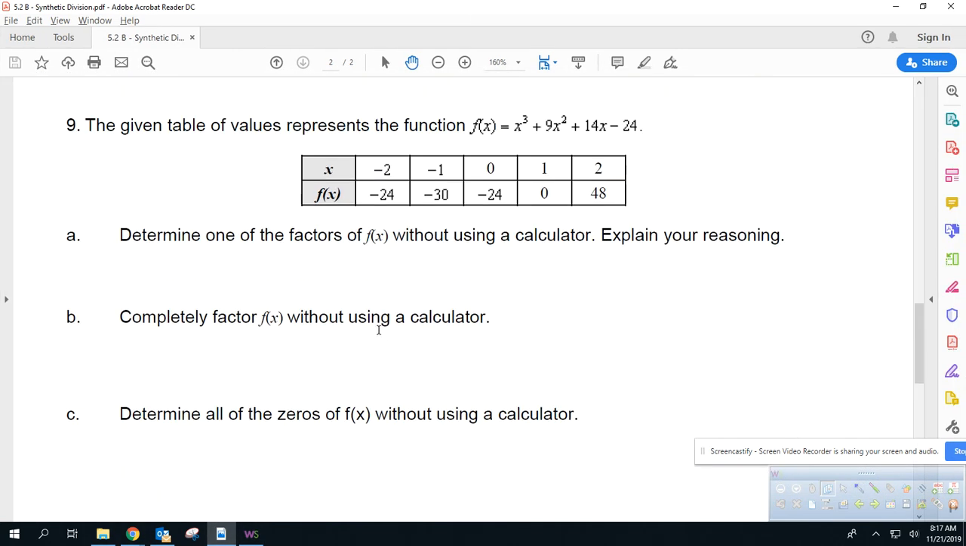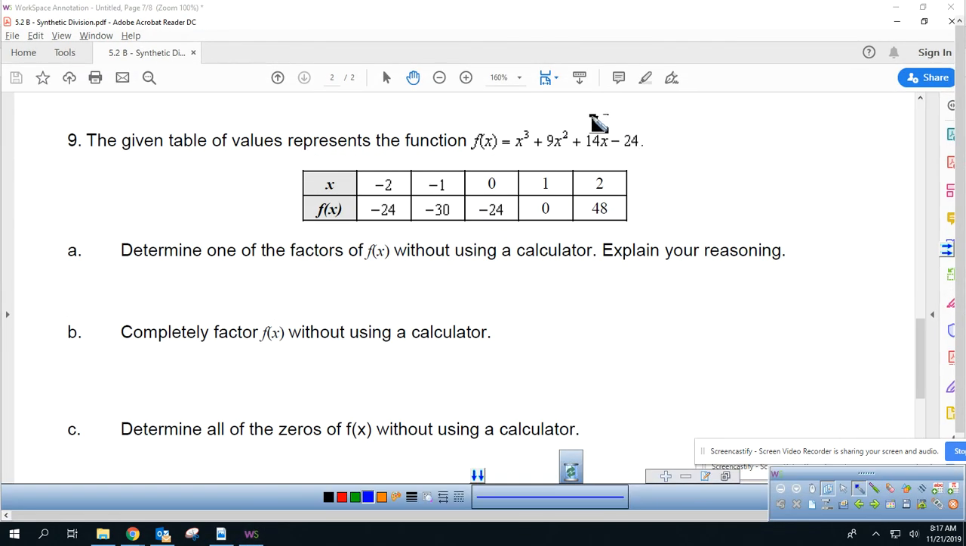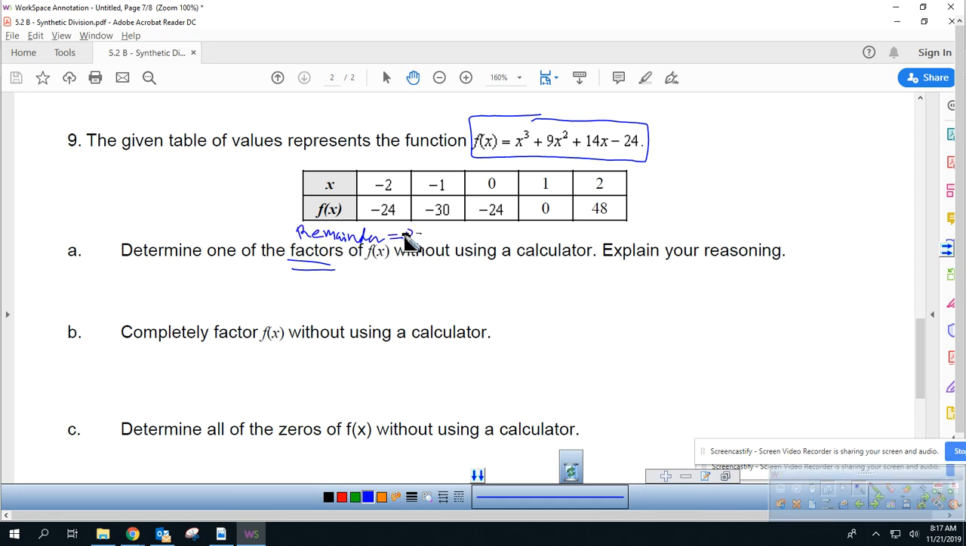Everything looks good. I want you to be able to finish this page. Let's talk about number 9 real quick. If you know that you have a function, and I ask you to find a factor, from yesterday we said that the factor happens when you have a remainder of 0. Well, you can tell that with the table because the remainder is the y value.